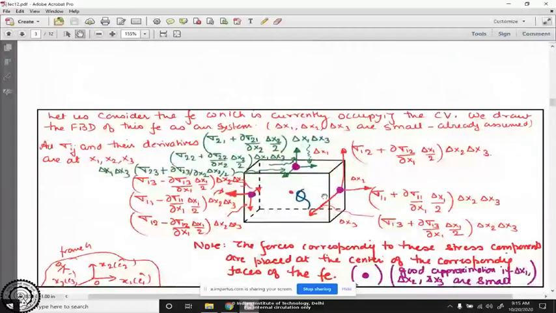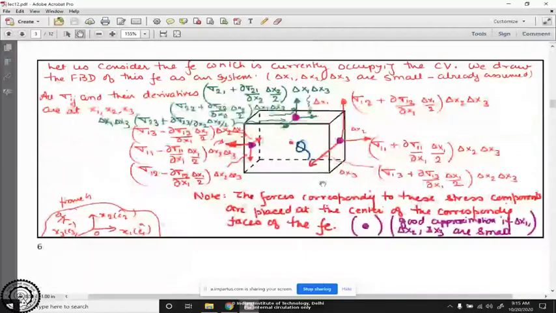Okay, so with this idea, now having defined sigma and its sign convention, we go back to our original quest, which was to draw the free body diagram of the fluid element, which is currently occupying our control volume. So we draw an FBD of this fluid element as our system, and this is what it will look like.